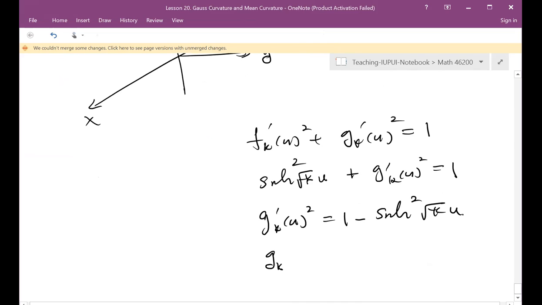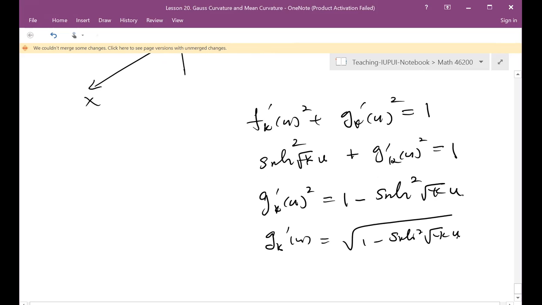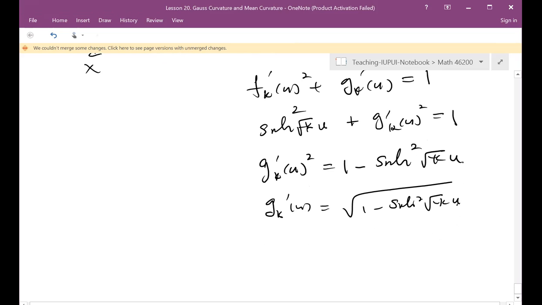All right, and then from here you get 1 plus, okay, then you integrate it, then you get g_k. So be careful to construct the other quantity. To construct the other quantity, then g_k(u) will be the integral of this.